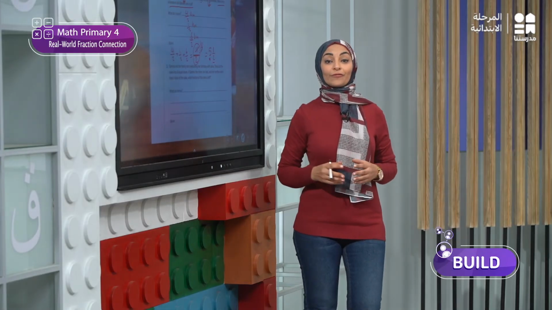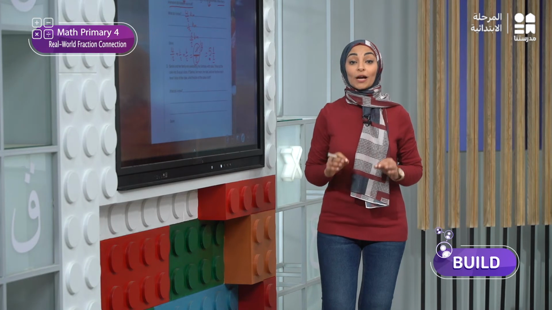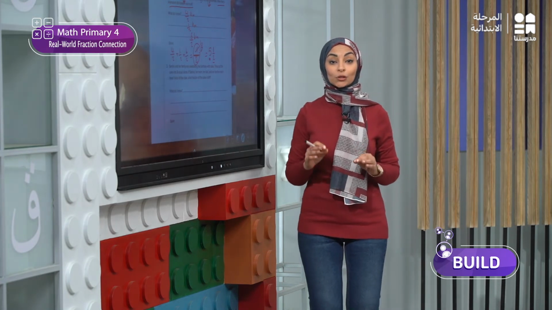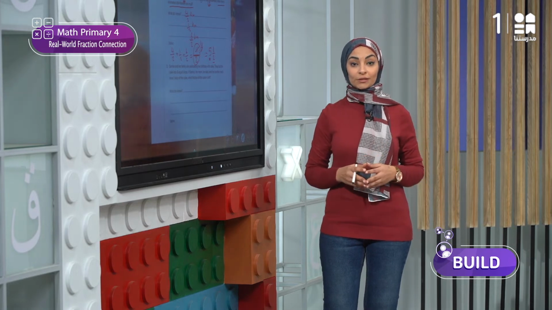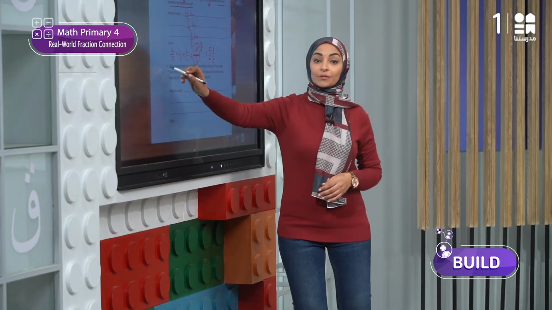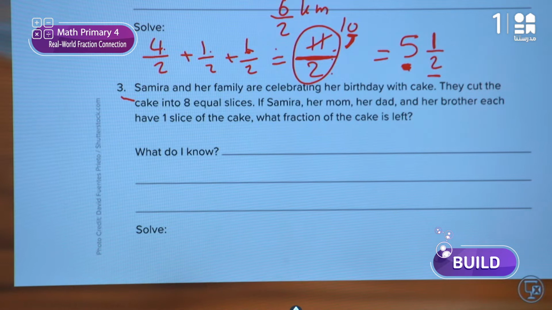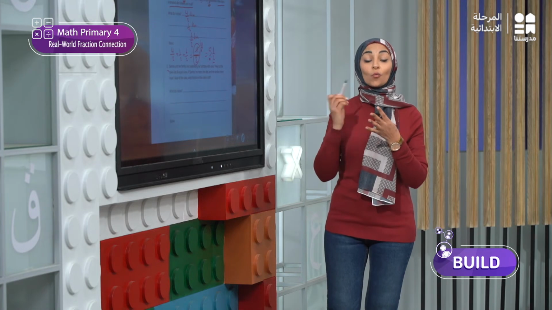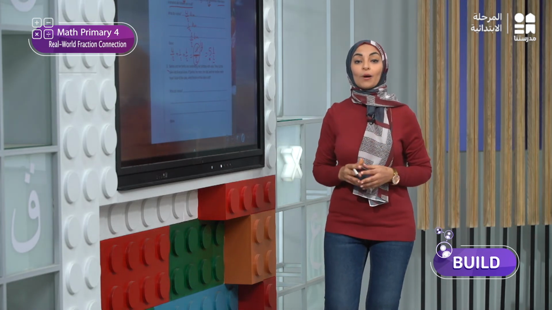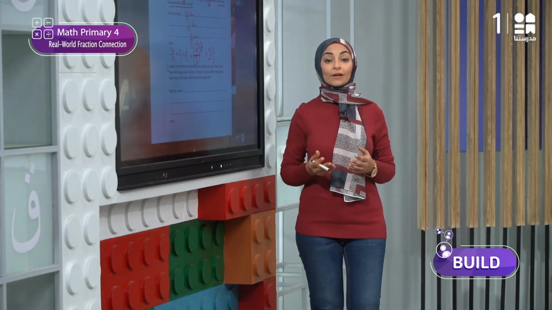Then after you have finished the answer, I am sure أنا متأكدة إن أنتوا كلكم ابتديتوا تحددوا الانفورميشن وتطبقوا الاستراتيجي to it. Here, Samira's birthday cake was cut into 8 slices. Each member in her family took only 1 slice: Samira, her dad, her mom, and her brother. Then how many slices of cake will be left?